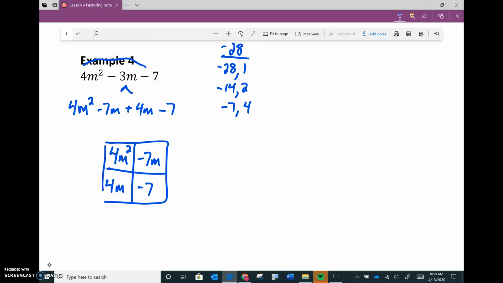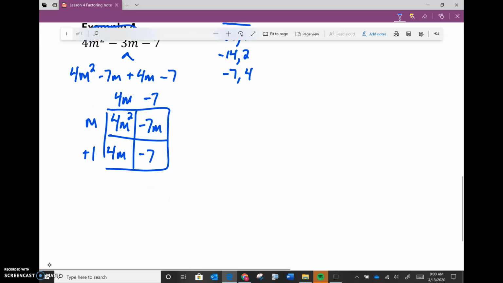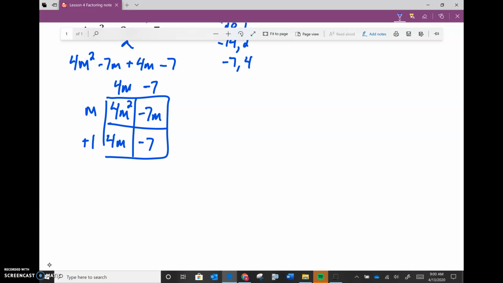Common factor of my top row would be just an m. So if that's m, this would have to be 4m to get 4m squared, m times negative 7 to get my negative 7m, and lastly 4m times a positive 1 to get my 4m, and if you check those last two, it would multiply to get negative 7. So there we have it, factored form.